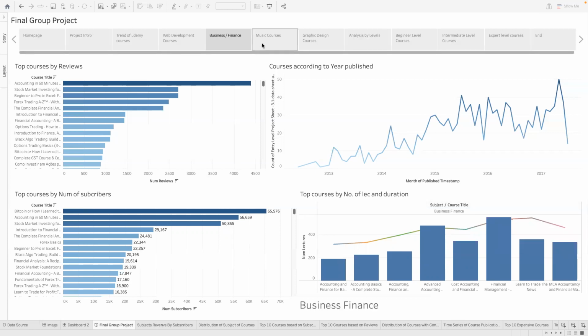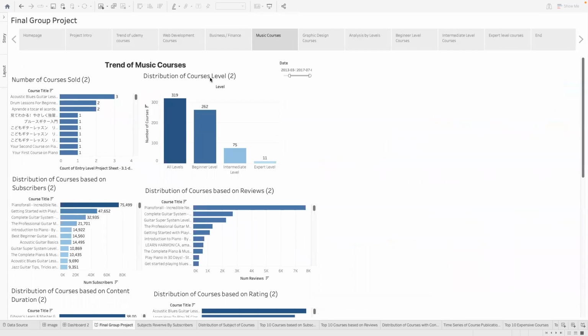Now to talk about the music course, I would like to pass on to Pinkesh. Thank you, Bhavesh. My name is Pinkesh Kumar Patel. I have done my analysis on the musical course. From the first bar graph, we can see the number of courses sold for each course type. As you can see, the highest number was for Acoustic Blues Guitar Lesson.